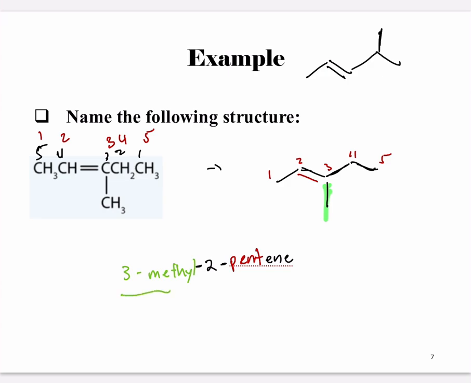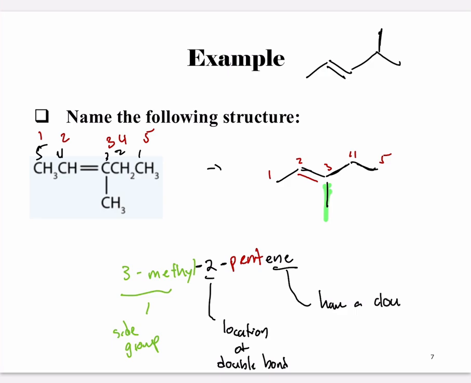All right, so again, this is our side group. This is the location of the double bond. This indicates that we have a double bond. And then this tells us that we have 5 carbons in the parent chain.